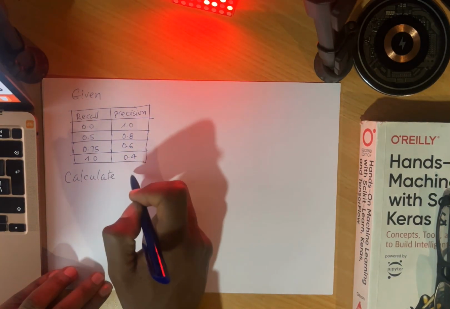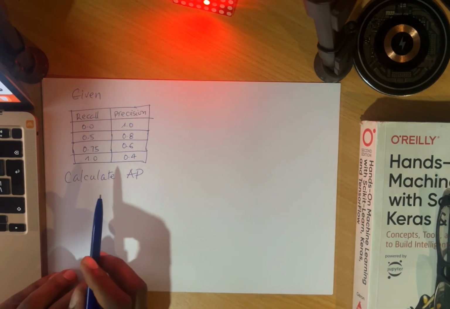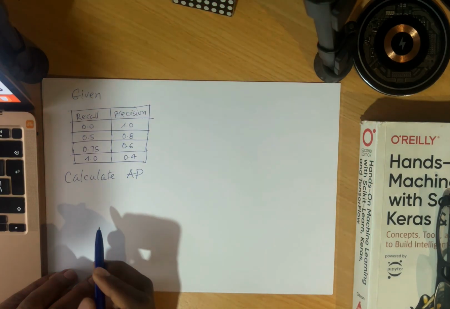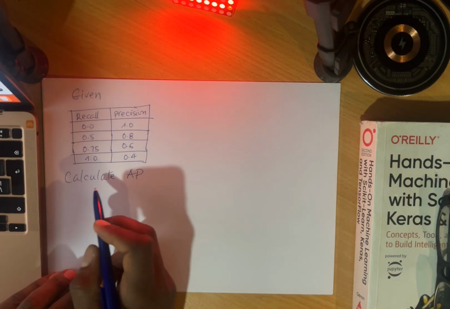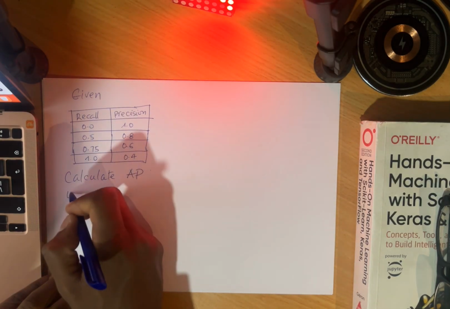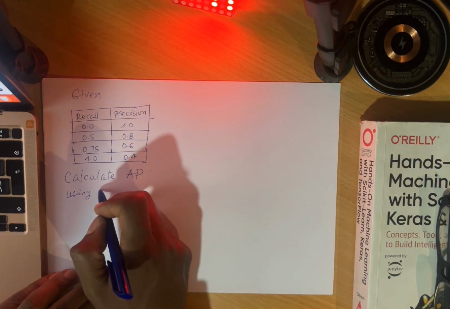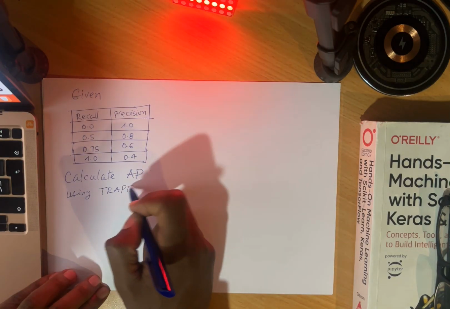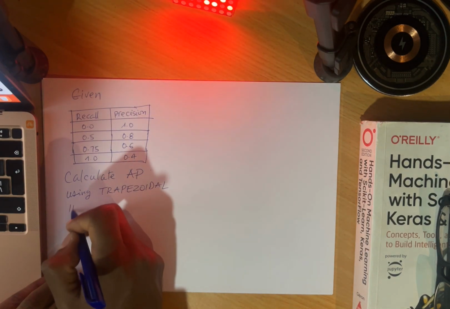Calculate AP. As you know, AP is the area under the precision recall curve. Let's use trapezoidal integration. Let's use the method of trapezoidal integration.